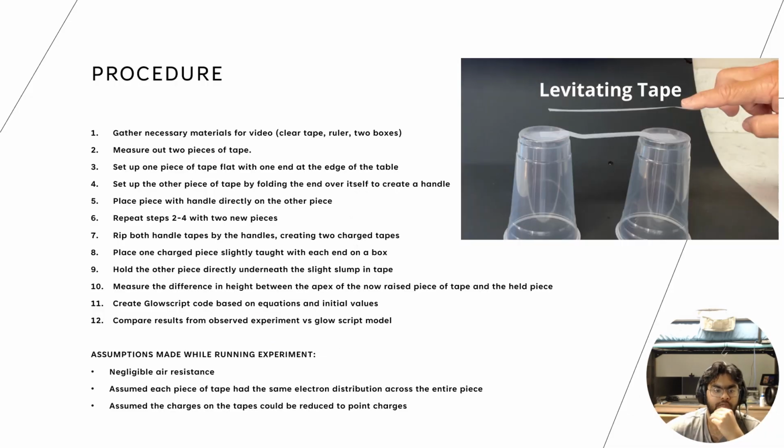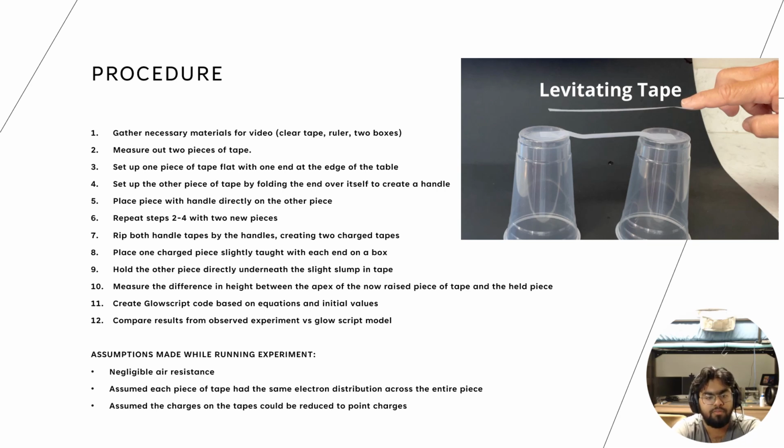Here's the procedure. To start off, you gather the necessary materials: clear tape, a ruler, two boxes. You measure out two pieces of tape, set up one piece flat on the table with one edge, and then set up the other piece of tape by folding the end over itself to create a handle, and then you place that piece of tape directly on the other piece. Then repeat these steps for another two pieces of tape, and then you rip both of the handle tapes off, creating two charged tapes.